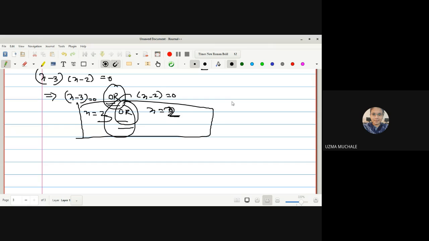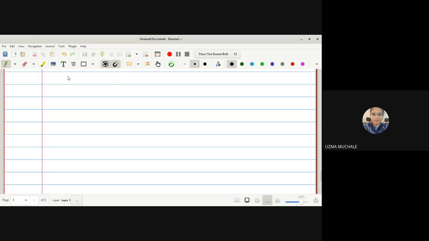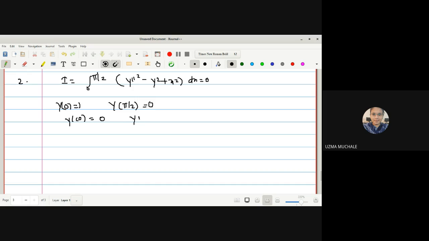Okay, let us solve one more example for this third version. Find the extremal of the function. What is the function given? Integration 0 to pi by 2 of y double dash square minus y square plus x square dx equal to 0, subject to the conditions y of 0 equal to 1, y of pi by 2 equal to 0, y dash of 0 equal to 0, then y dash of pi by 2 equal to 1. Okay, these are the conditions given.